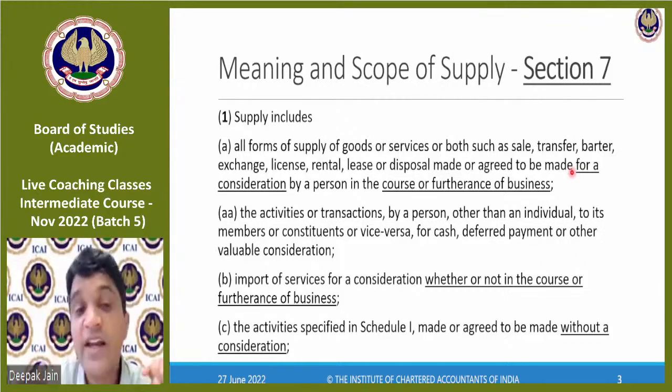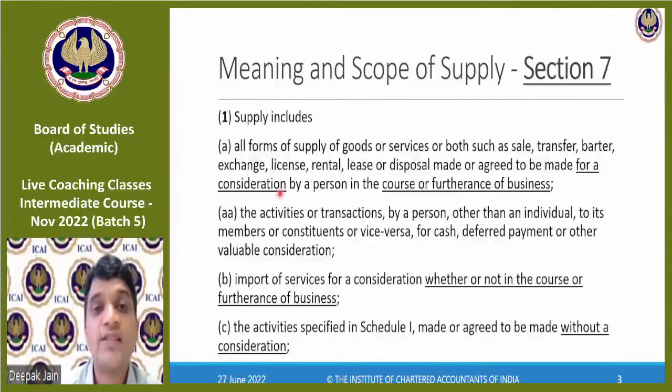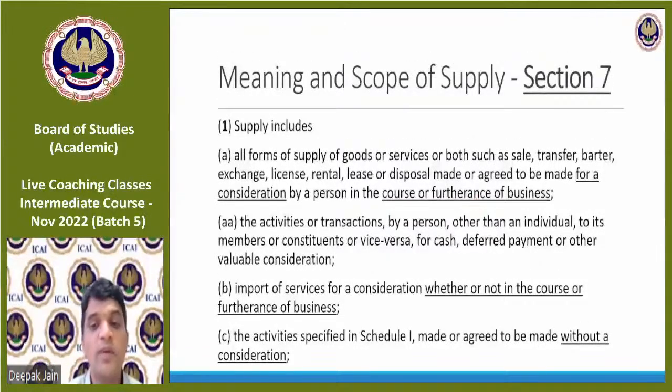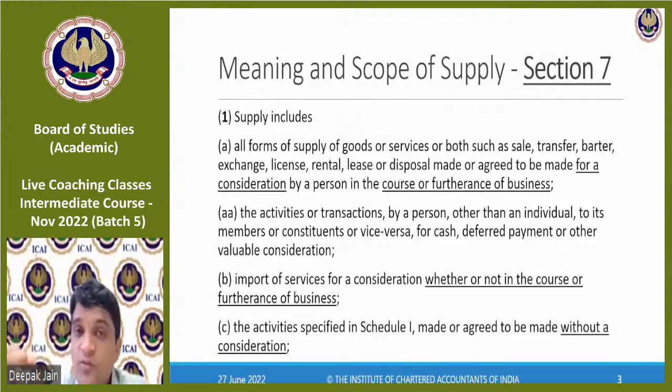Two important terms which I have highlighted, which are very important. It should be made for a consideration. Consideration means it should be made for a price. Now, this price could be in money or non-money, but there should be a price agreed. It should be made for a consideration by a person in the course or furtherance of his business. Two important things. It should not be free. So if I do any services for free, if I do a sale activity for free, then it is not a supply, because the first part says it should be a sale and it should be for a consideration. So if I'm doing anything without a consideration, then it's not a supply.